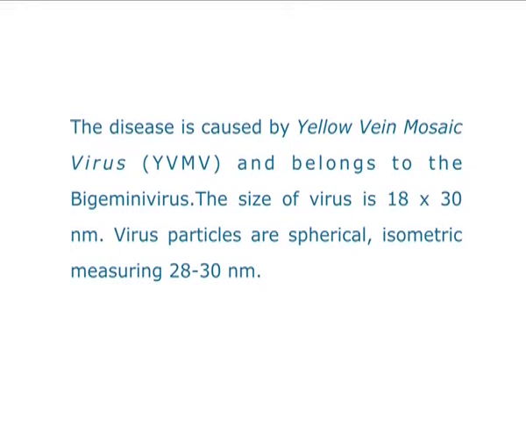Now coming to the character of this pathogen. The disease is caused by yellow vein mosaic virus and belongs to the Begomovirus. The size of the virus is 18 into 30 nanometer. Virus particles are spherical, isometric, measuring 28 to 30 nanometer.